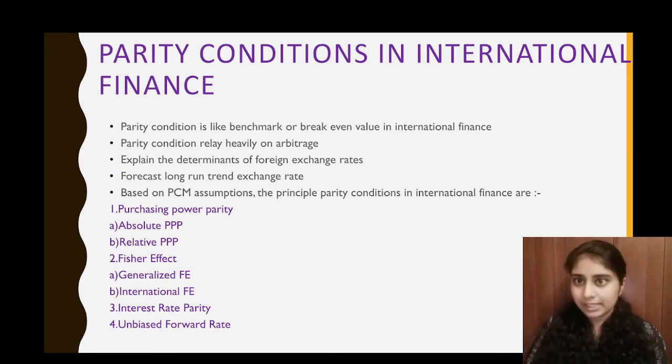First one is purchasing power parity, and purchasing power parity is classified into two: absolute purchasing power parity and relative purchasing power parity. Then comes the Fisher effect. Fisher effect is also of two types, generalized FE and international FE. Then comes interest rate parity and finally unbiased forward rate. So we'll be studying each one of them one by one.